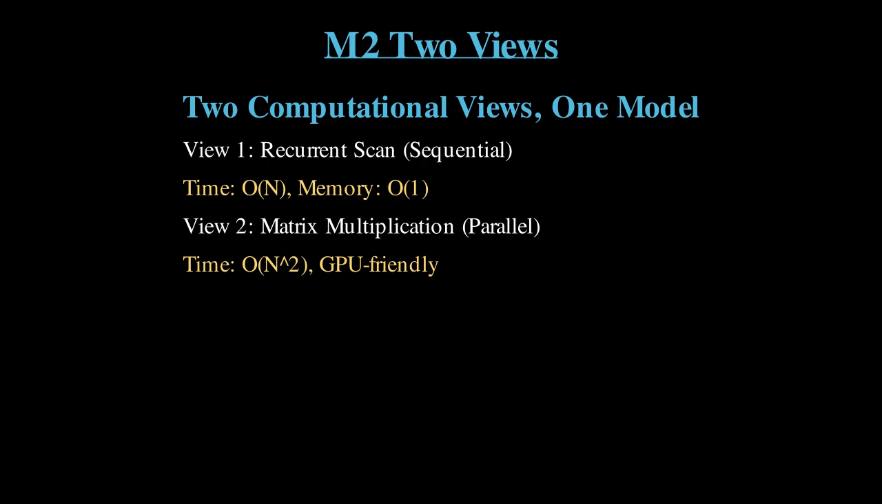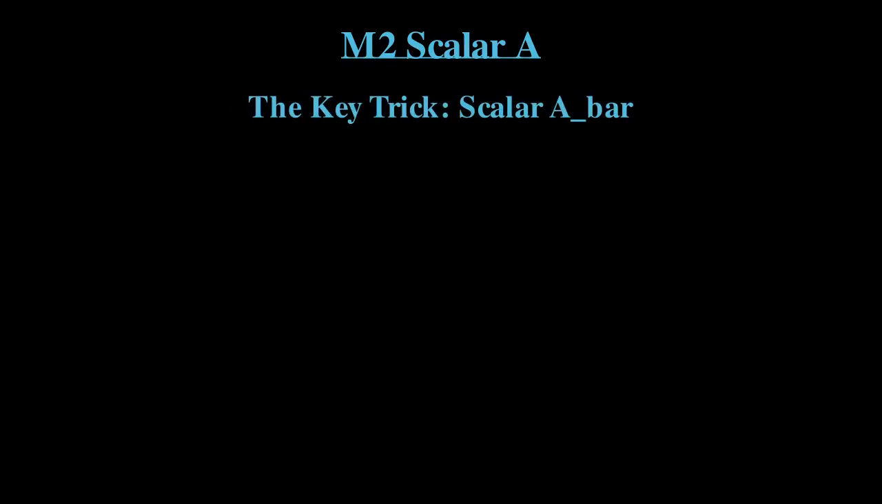It breaks a long sequence into smaller blocks. Within each block, it uses the fast matrix multiplication view. Between blocks, it uses the efficient recurrent view to pass the state. This hybrid approach gets the best of both worlds. So, how can Mamba-2 materialize this matrix M efficiently?